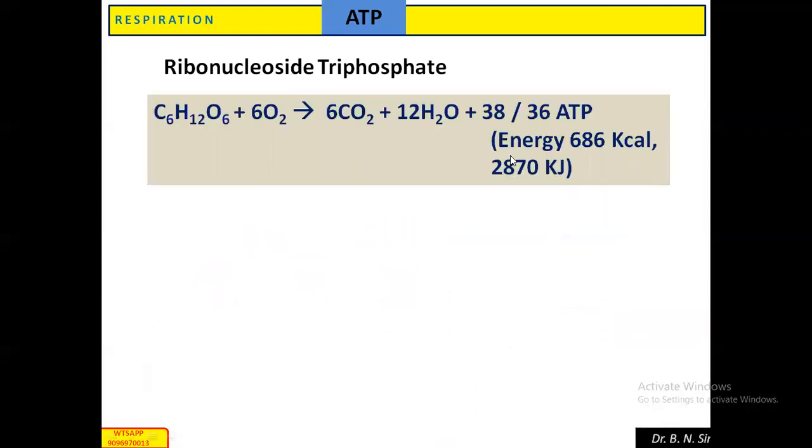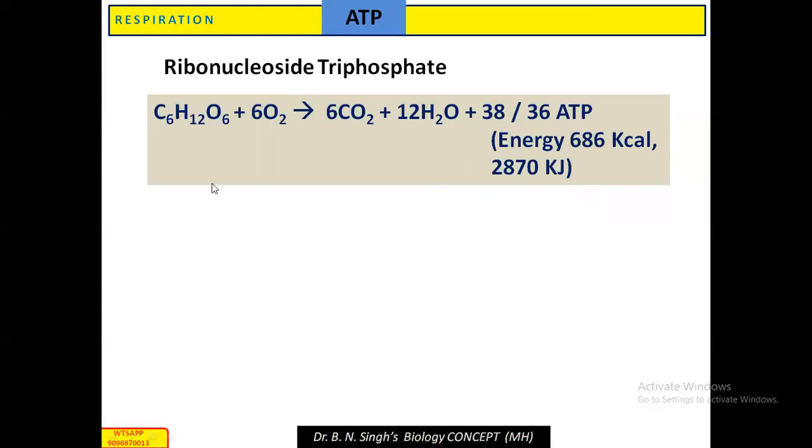Here is the equation of aerobic respiration. The glucose molecule is completely broken down into 6 carbon dioxide, and during this process, 38 ATPs are produced. Mathematically, it contains 684 kilocalories, but practically, it releases 686 kilocalorie energy after its oxidation.